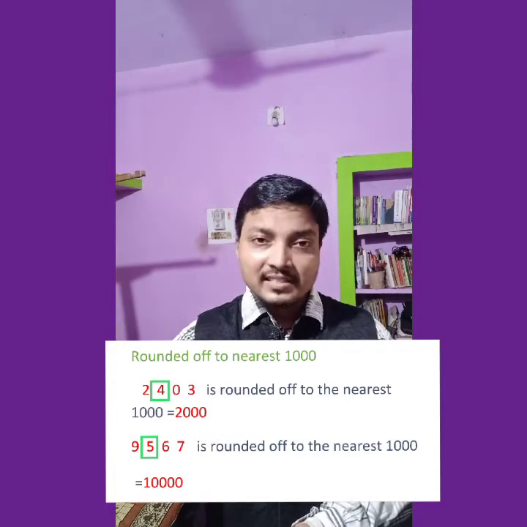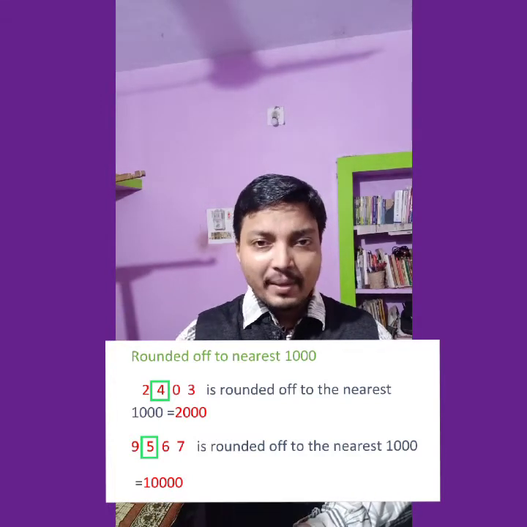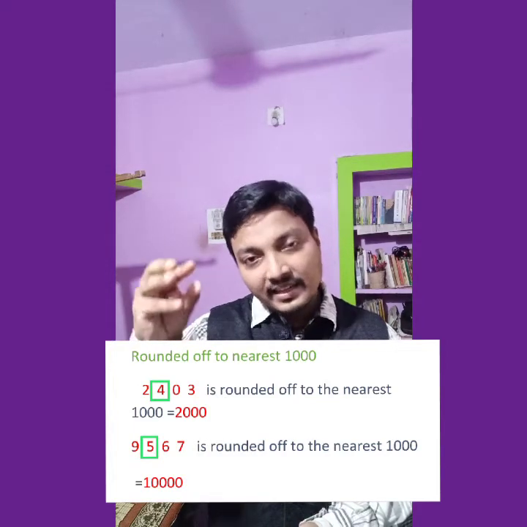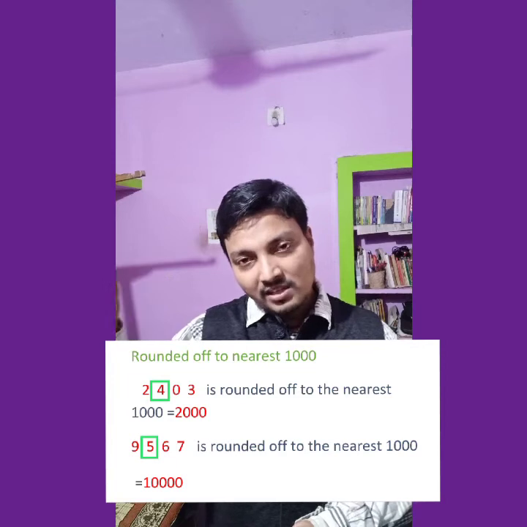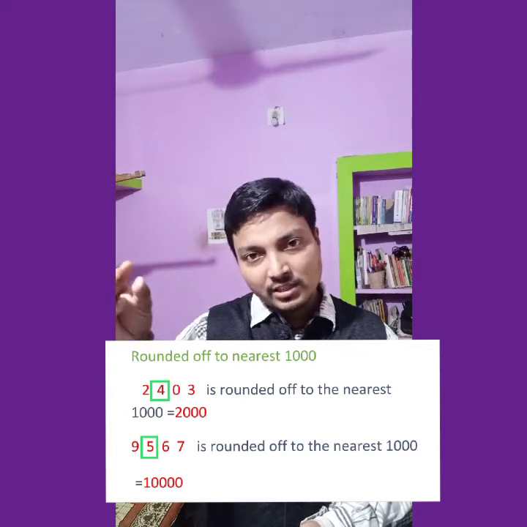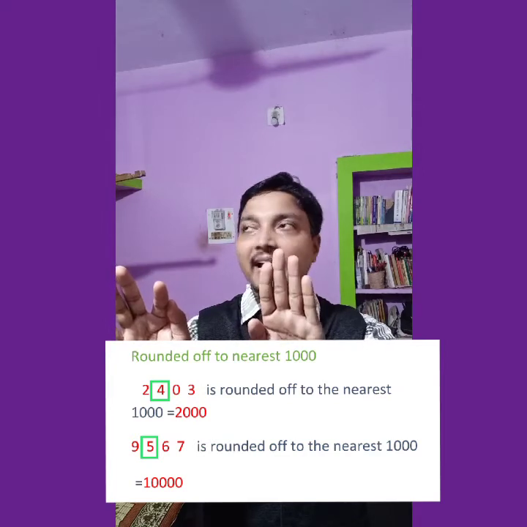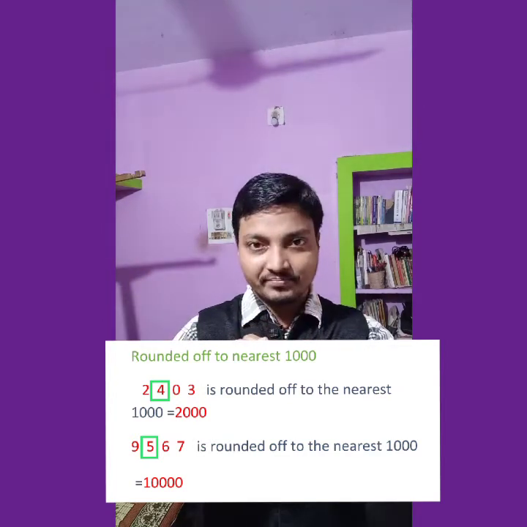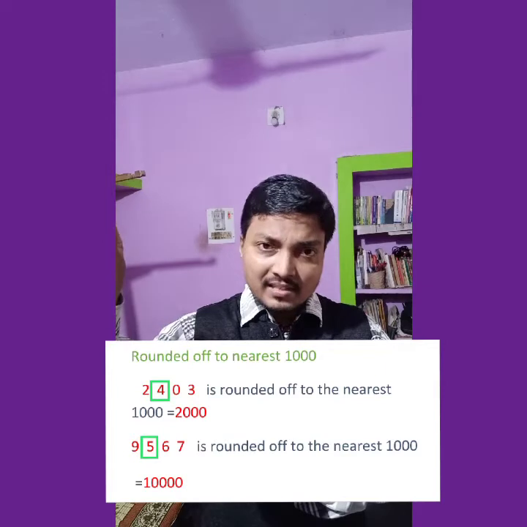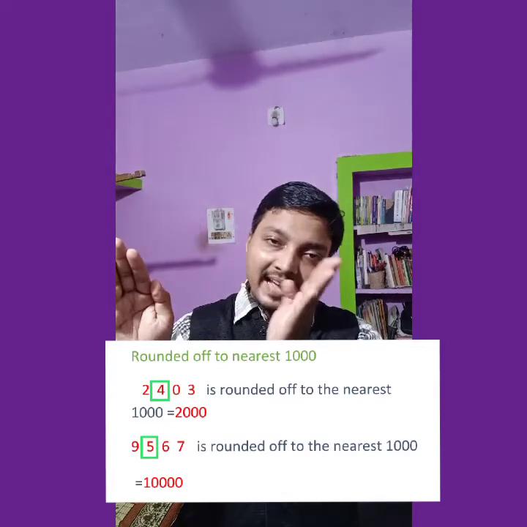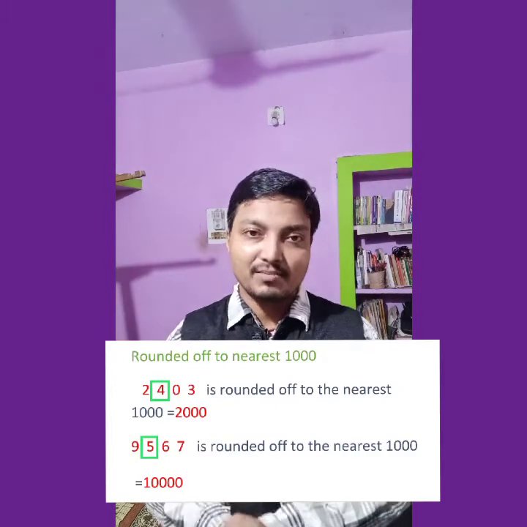If the 100s digit is less than 5, then the 100s digit, tens digit and ones digit should be replaced by 0, 0, 0, and the remaining previous number should stay the same. Whenever the 100s digit is 5 or more than 5, the remaining previous number should be replaced by its next number.